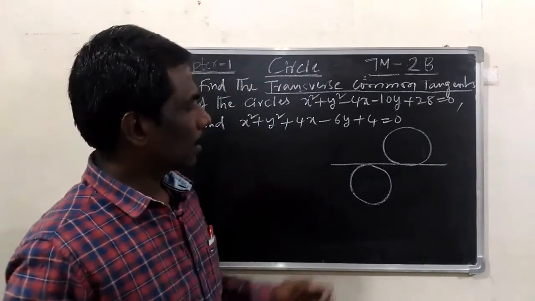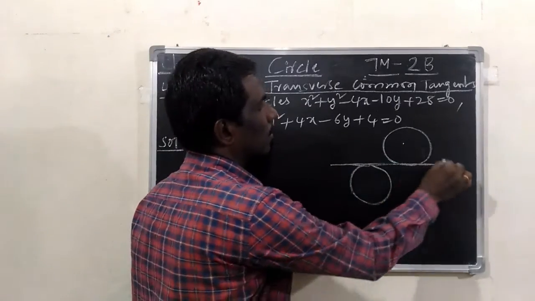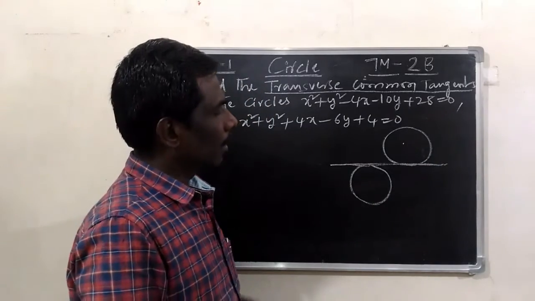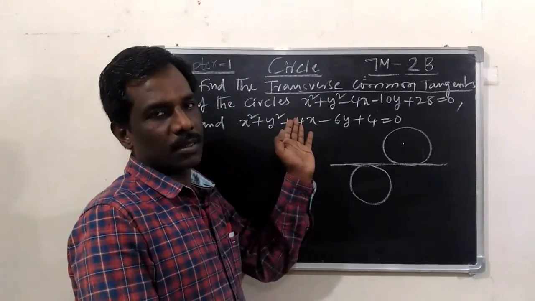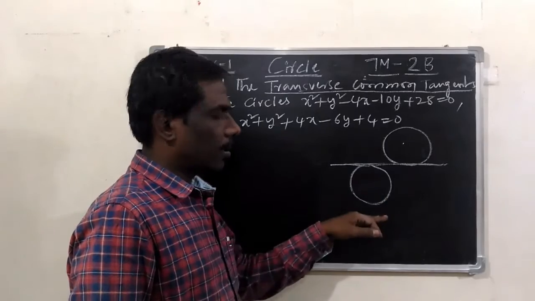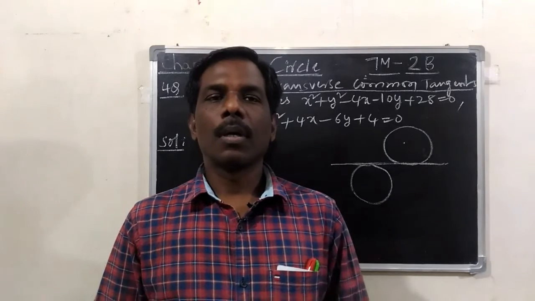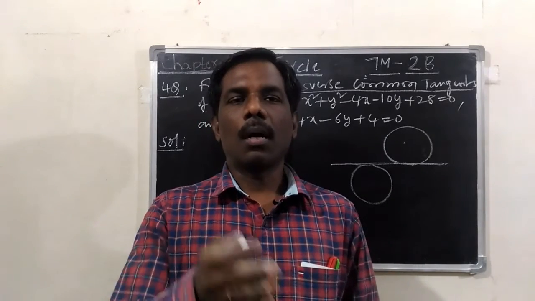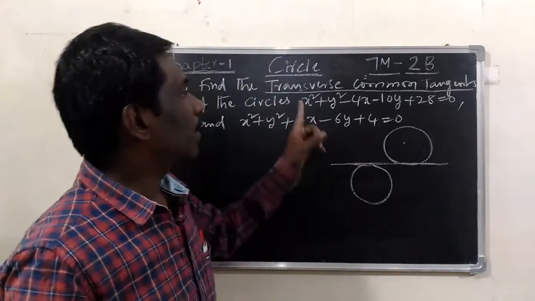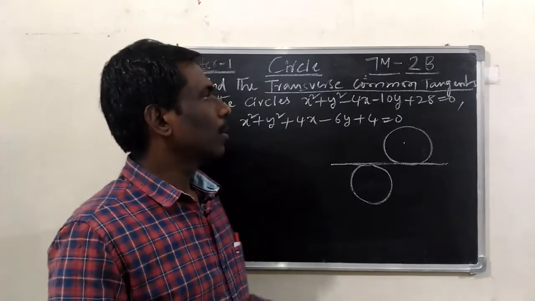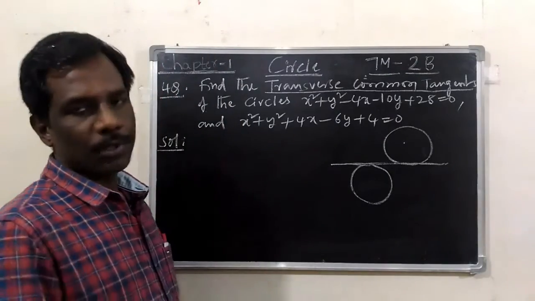Yes, I draw the two circles and here is the common tangent. For this common tangent, the two circles are on opposite sides. So one is downwards, another one is upwards. If the circles are on opposite sides of the tangent, the line is called a transverse common tangent. So the same type of problem we are having here. So let us go to solve this problem.